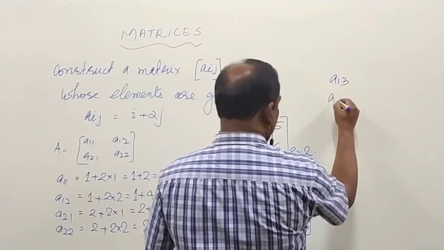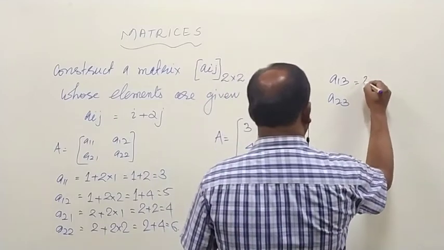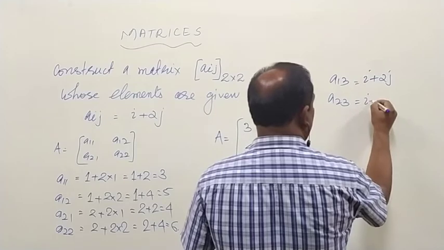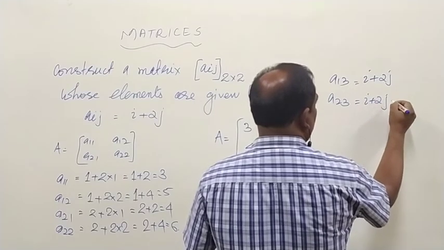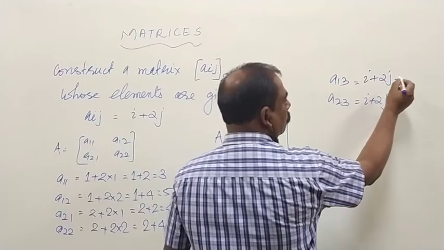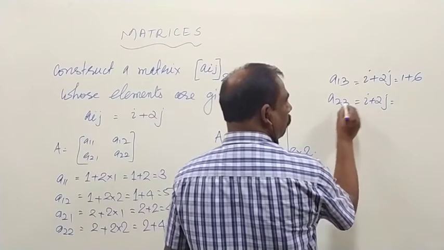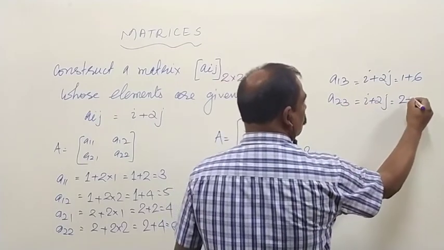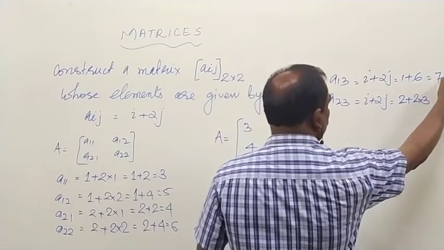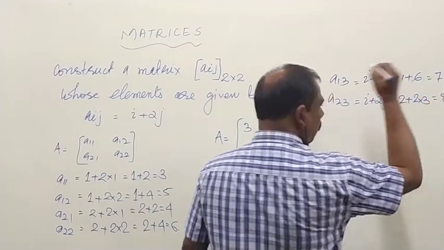A13 and A23. A13 is equal to the same condition, i plus 2 times j, that is 1 plus 2 times 3, that is 1 plus 6, which is equal to 7. And here it is i plus 2 times j, that is 2 plus 2 times 3, that is 2 plus 6, which is equal to 8.